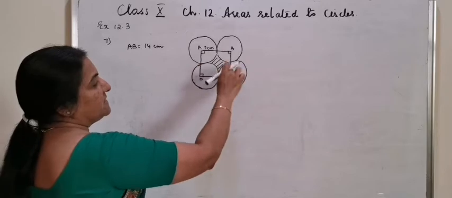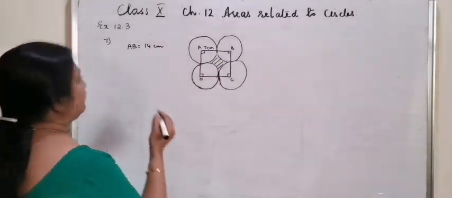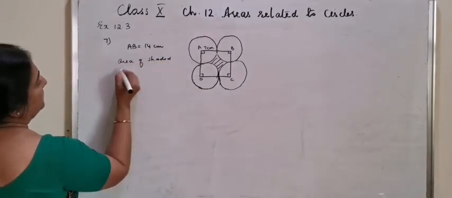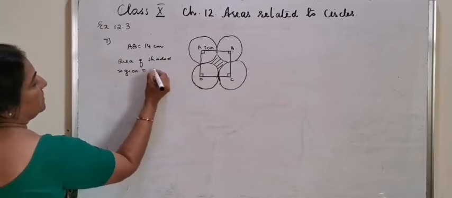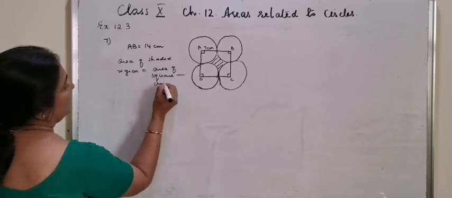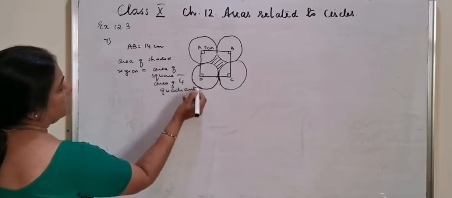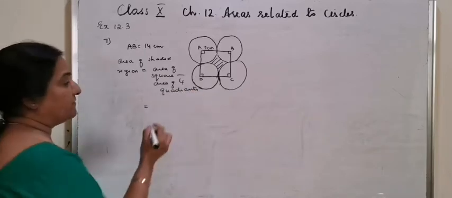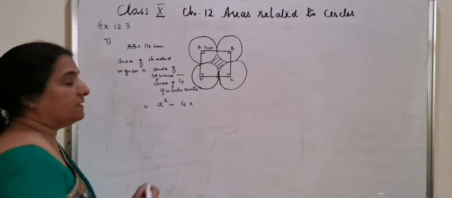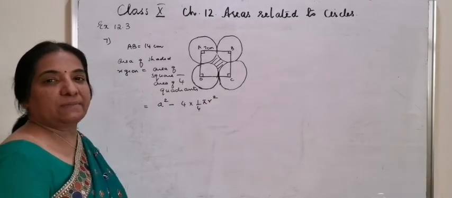Area of the shaded region is area of the square minus area of 4 quadrants. Area of shaded region is equal to area of square minus area of 4 quadrants, which is the same as area of the square, formula is a square, minus 4 into area of one quadrant, which is 1 by 4 pi r square, or 4 quadrants will make a circle.